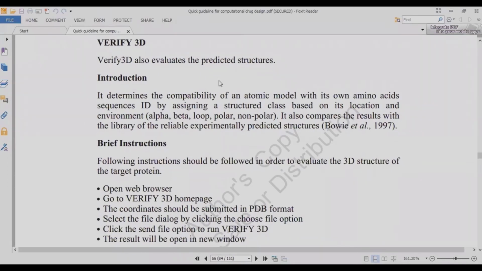After that, we have Verify 3D, another evaluation tool for three-dimensional predicted structures. Verify 3D also evaluates the predicted structures, and it has the capability to analyze the atomic models with their own amino acid sequence by assigning a structural class based on location and environment. It also compares the results with a library of reliable experimentally solved structures. In actual, the researchers gather the structures solved by X-ray crystallography and NMR, collect different information and parameter values, and make a database, or you can say a library. And now they compare the results of your predicted structure with the available library.